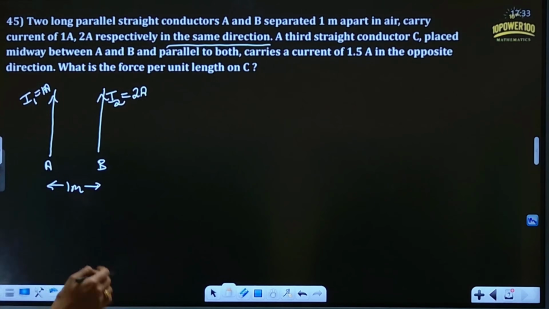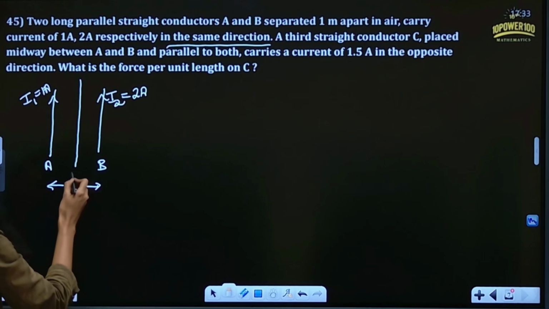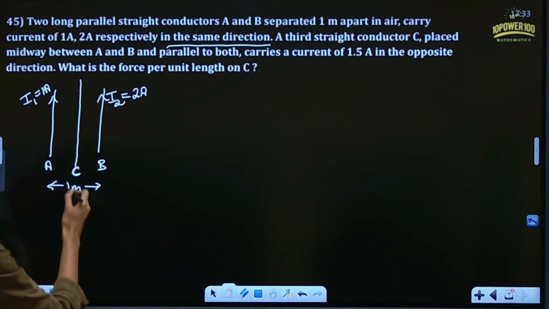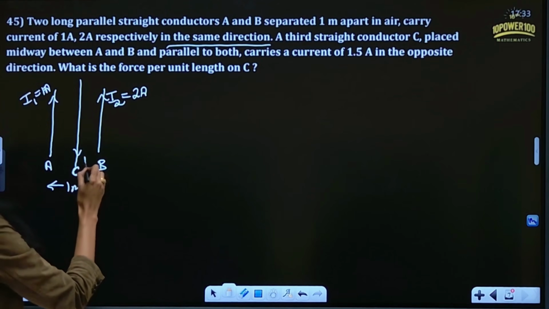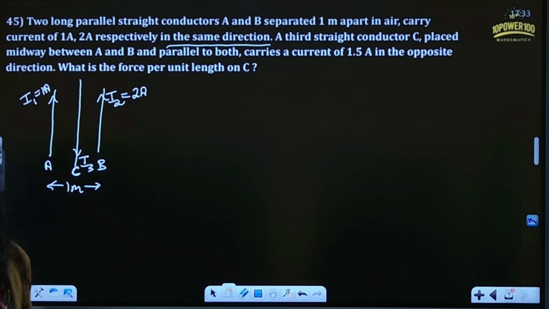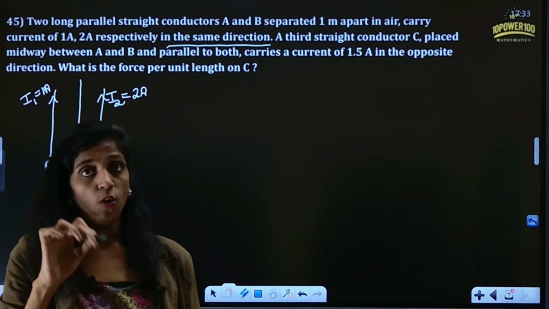Now let us place one more conductor in between A and B, and this conductor is labeled as C. This conductor is carrying the current of 1.5 ampere but in the opposite direction. So I will take this as I3. The value of I3 is how much? 1.5 ampere. Now what is the force per unit length on C? We should see. Okay, so what is the force per unit length on C?